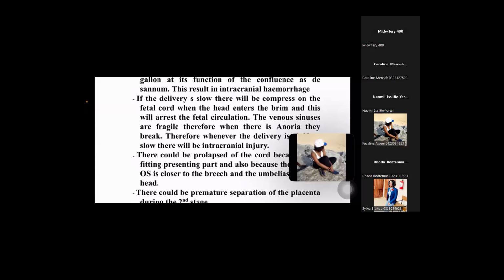when the body is out and the head is inside and it's not delivered earlier, we all know that even though the baby's body is out, the cord connects to the placenta. So if the head is in the birth canal, definitely it will compress the cord. And we know that the fetus gets its circulation through the cord. So if the cord is compressed, circulation will be impaired. And when circulation is impaired, there will be low oxygen to the brain. That one too can lead to intracranial injury.